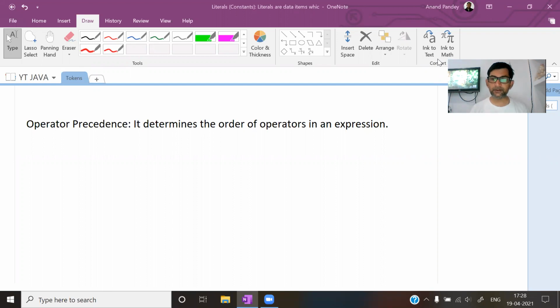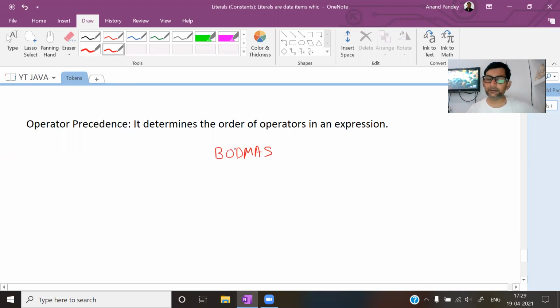One of the fundamental topics I am going to discuss here is operator precedence. You can see the definition on the screen: operator precedence determines the order of operators in an expression. Let me explain. In maths, the BODMAS rule is applied. This is the precedence of operators, which operator will be calculated first: B for bracket, O for of, D for division, multiplication, addition, subtraction.